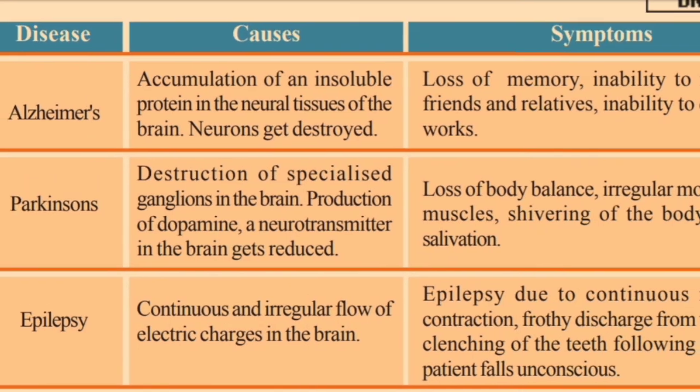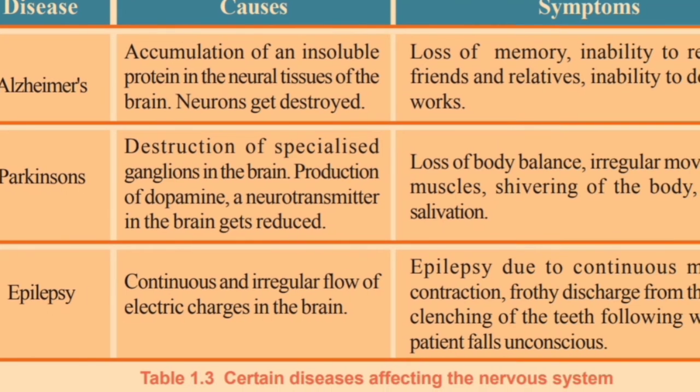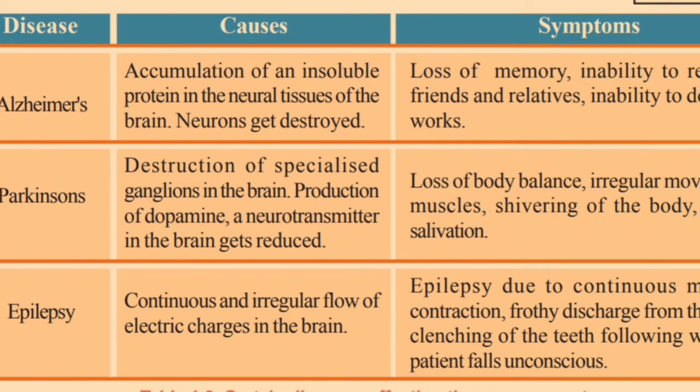Then next important point in this chapter, what are the different types of diseases affected by nervous system? First one, Alzheimer's. What are the causes of Alzheimer's? Accumulation of an insoluble protein in the neural tissues of the brain, that is a condition of Alzheimer's, and it destroys the neurons present in the brain.